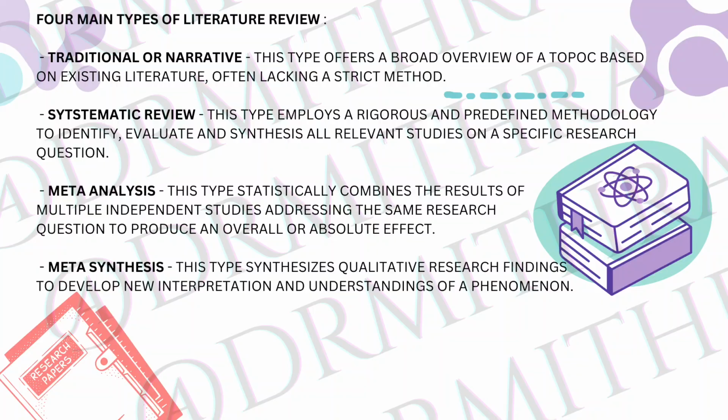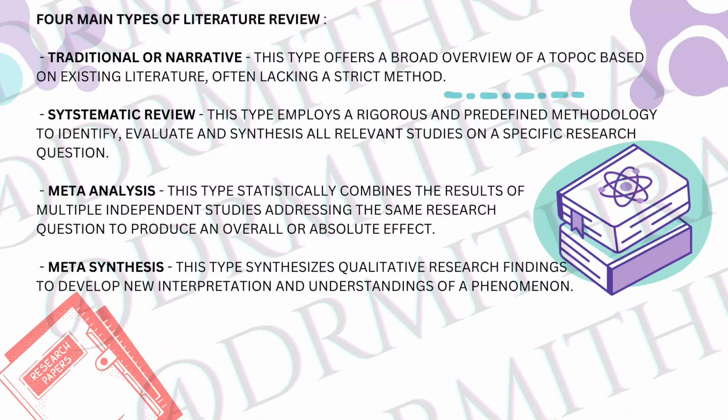Second one is systematic review. Systematic review is very structured. You follow a rigorous method to find, assess, and synthesize all the research about a specific question. It is scientific, reproducible, and very reliable. So, systematic review employs a rigorous and predefined methodology to identify, evaluate, and synthesize all relevant studies on a specific research question. Third, then comes the meta-analysis. So this step goes further.